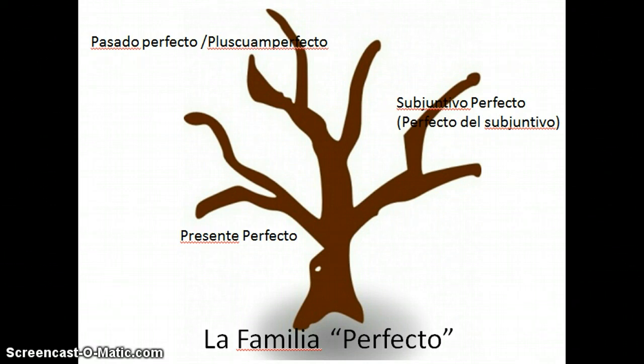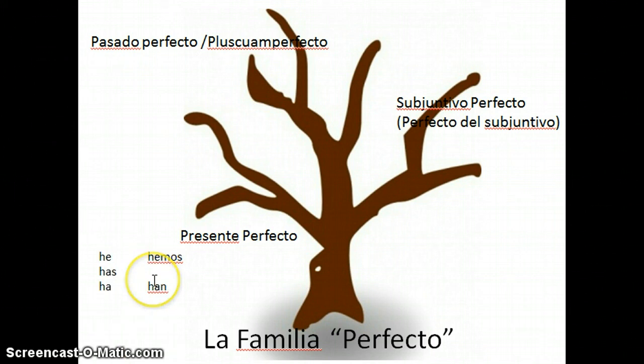We have the present perfect family, the presente perfecto. We have the past perfect, or the pluperfect family, el pasado perfecto, that's also been known as the pluscuamperfecto. Then we have the subjunctive perfect, or the subjuntivo perfecto, also referred to as the perfecto de subjuntivo. Yeah?